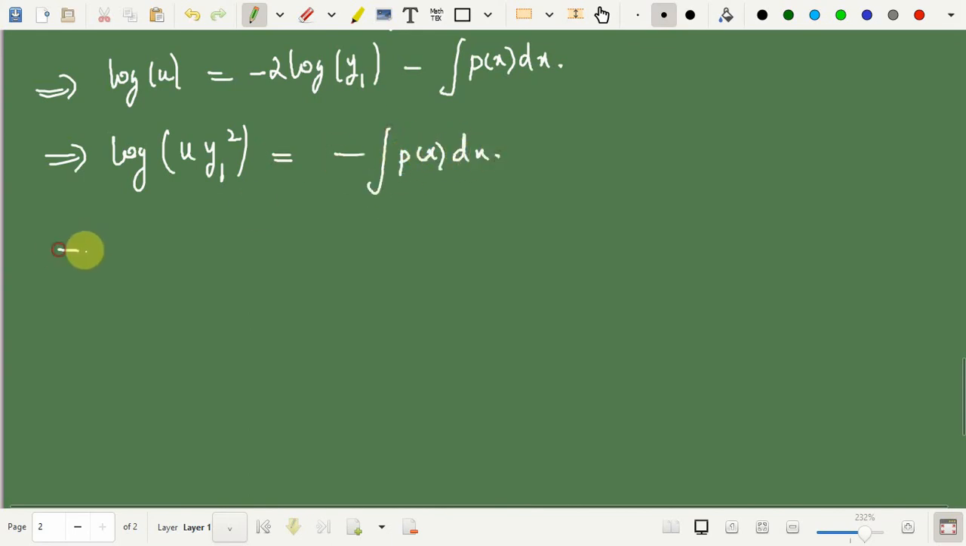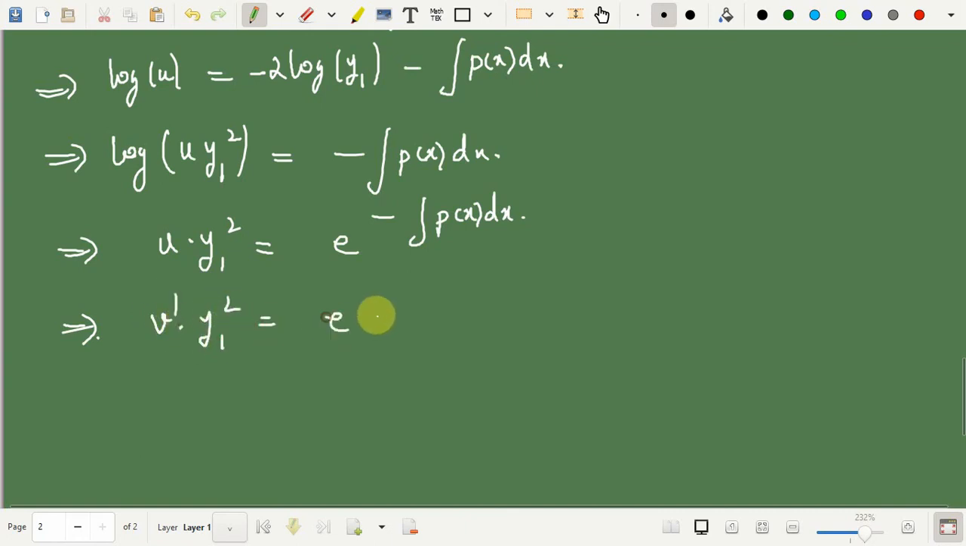And so when you take the inverse of log on both sides, you get u into y1 square is equal to e raised to the integral of minus p of x dx. Now I will substitute u as v prime, so v prime into y1 square is equal to e raised to the integral of minus p of x dx. So from here I get v prime, that is same as 1 upon y1 square e raised to the integral of minus p of x dx.